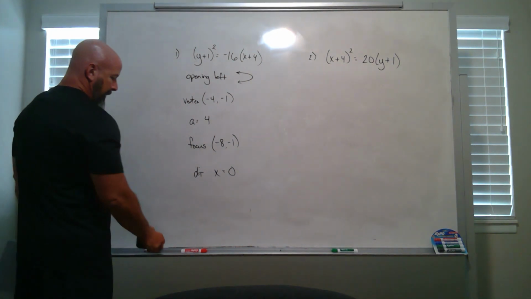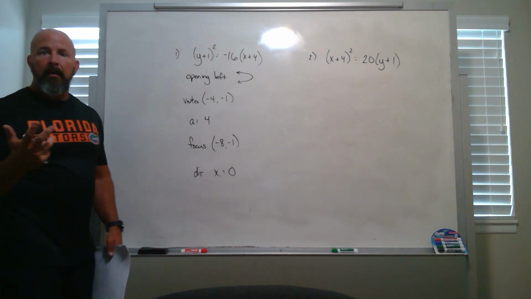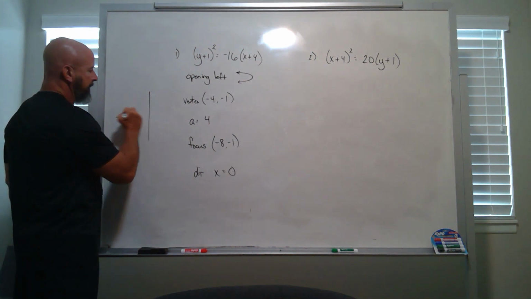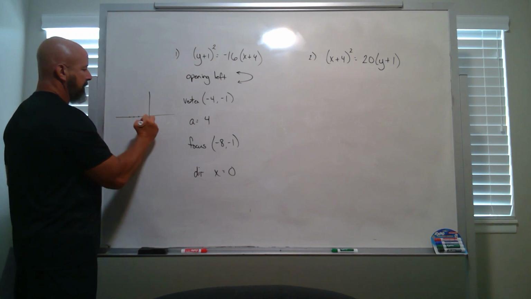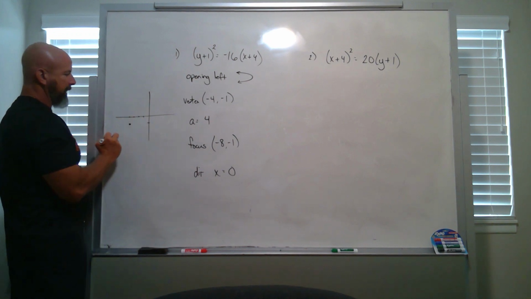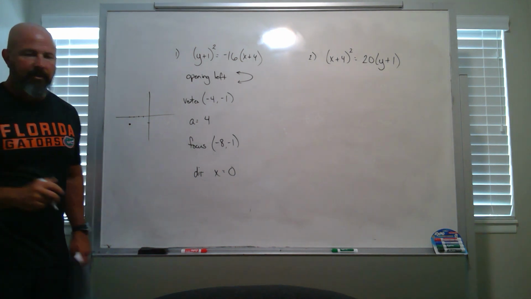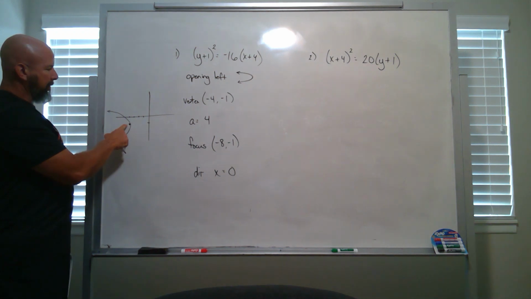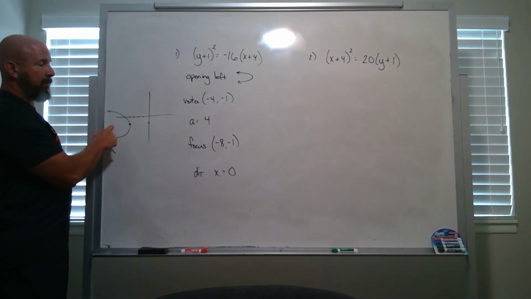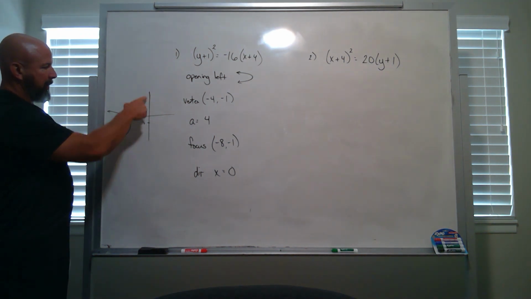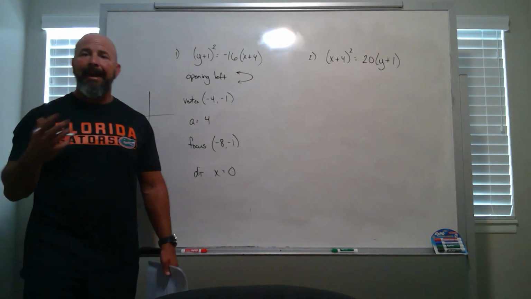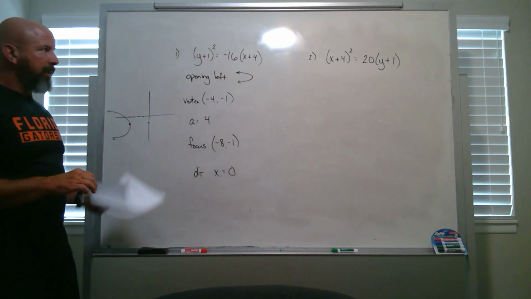Now, as far as moving to get that focus and directrix, remember, if easier, I can always plot my vertex. There's my vertex. Now I don't know how wide the parabola is, but I can just get a generic sketch here, something like that. And then I can count 4 places for where that focus is, and I would be at -8, -1, and I can count back 4 places to where that vertical line or directrix would be, and that would be x equals 0.